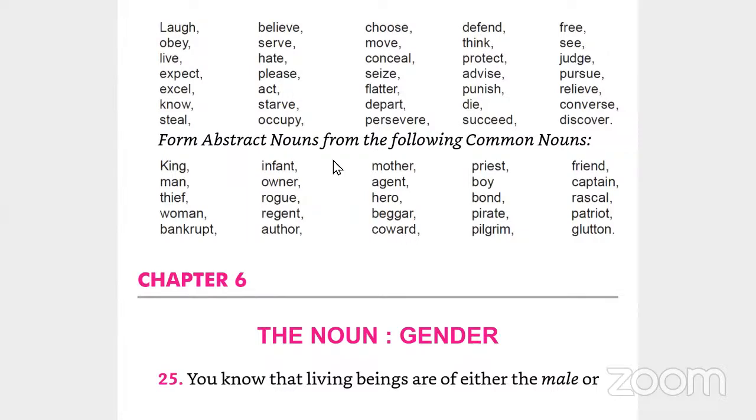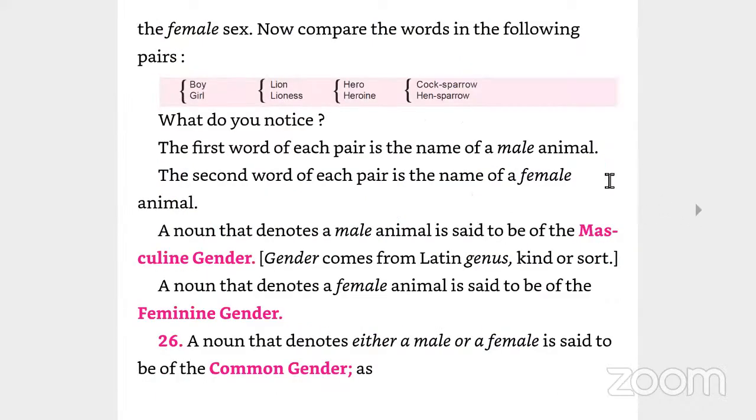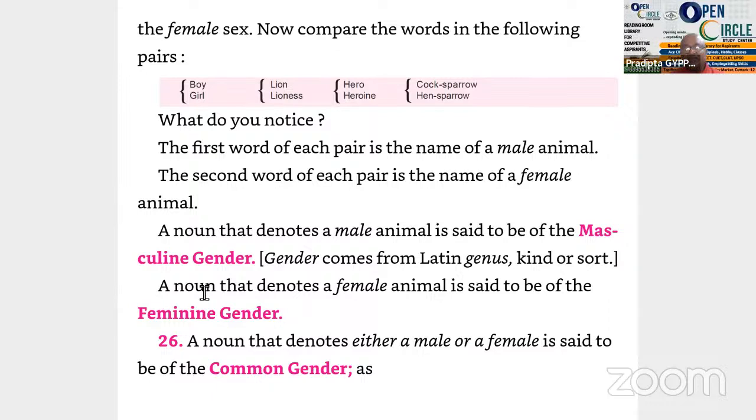Gender in Hindi or Odia is called ling. It refers to the maleness or femaleness of any noun. Whether the noun is a male or a female one, it talks about that. So in noun, we can, for example, say boy is a male gender, girl is a female gender, lion is the male gender, lioness is the female gender, right? Hero, heroine, cock sparrow, hen sparrow.